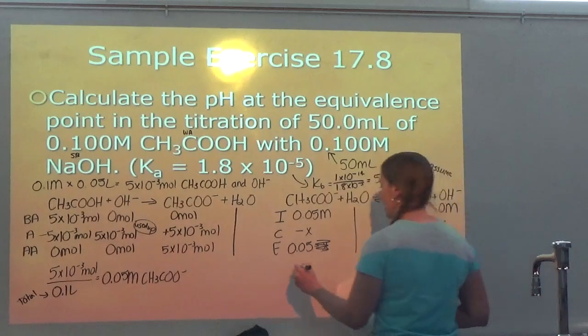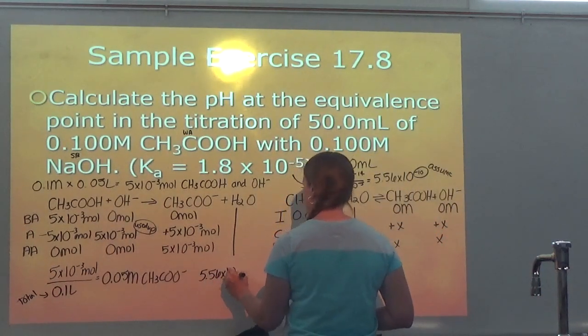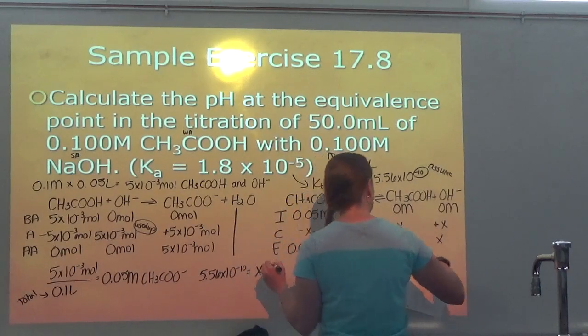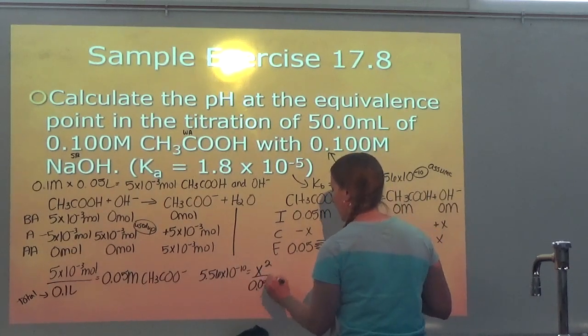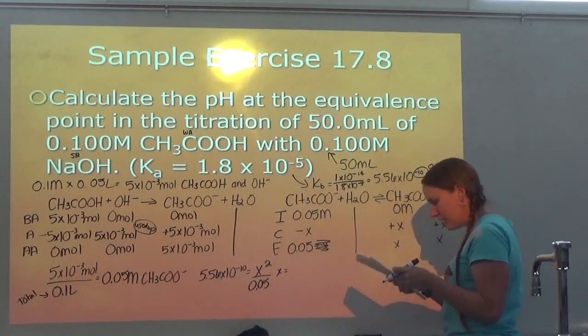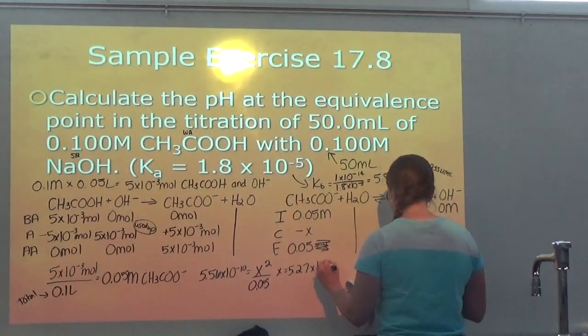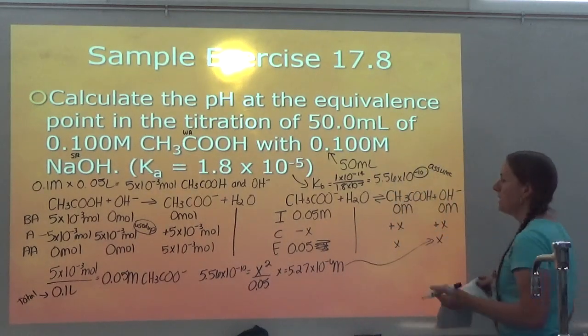Alright, so then I just set it up. So Kb is 5.56 times 10 to the negative 10. That is my weak acid times my base, so x squared over the 0.05. So x ends up equaling 5.27 times 10 to the negative 6 molar, and that is for my OH minus.